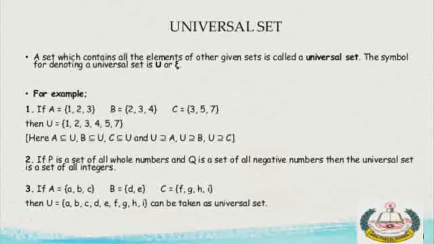For example, if A is equal to {1, 2, 3}, B is equal to {2, 3, 4} and C is equal to {3, 5, 7}. So, it is under discussion in three sets. So, the universal set is {1, 2, 3, 4, 5, 7}.